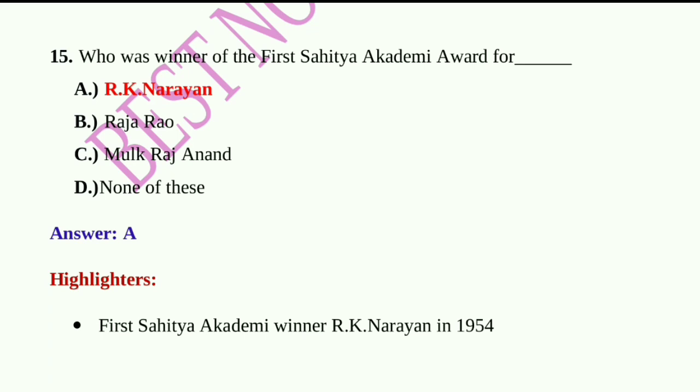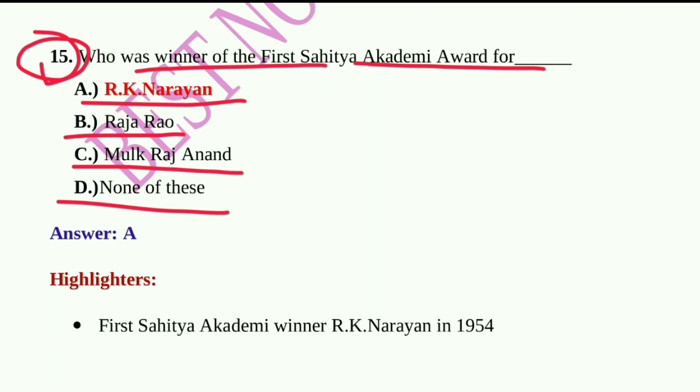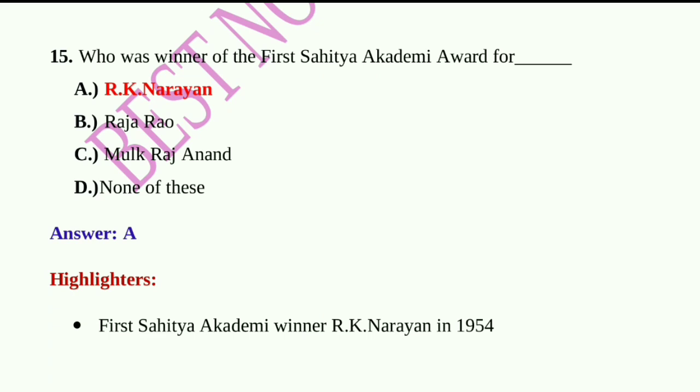Question number 15. Who was the winner of the first Sahitya Academy Award? Option A, R.K. Narayan. Option B, Raja Rao. Option C, Mulk Raj Anand. Option D, none of the above. Here, it is R.K. Narayan who won Sahitya Academy Award in the year 1954. Therefore, option A is correct.